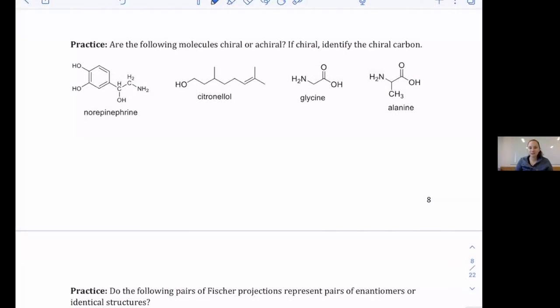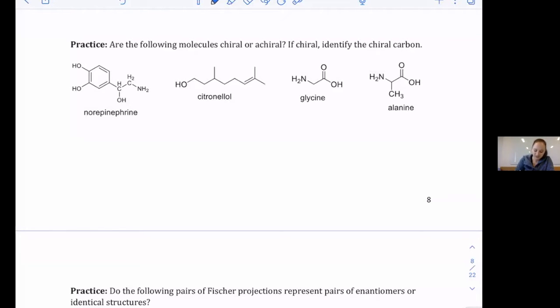Okay, so now we're going to practice what we've learned through this whole section in a couple different problems. So first practice is, are the following molecules chiral or achiral? If they're chiral, identify, with a star, where the chiral carbon is. So looking at this first one, I'm not going to try and pronounce that. I am very sorry, but let's look at each of these and see if we think that they're going to be chiral.